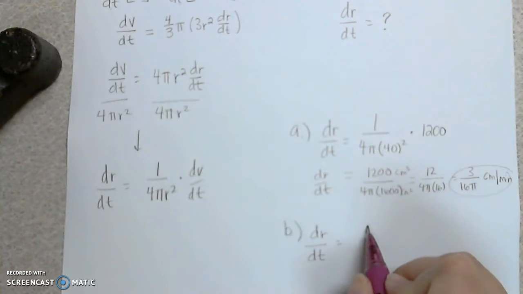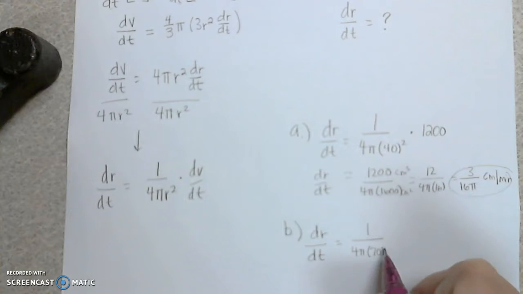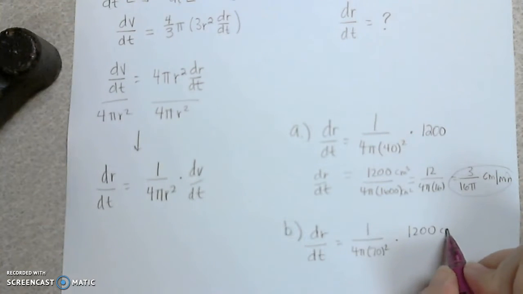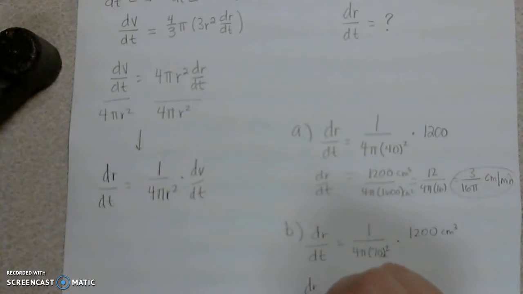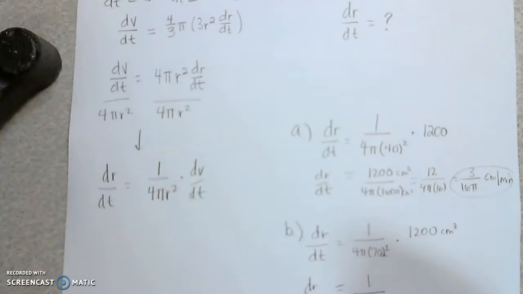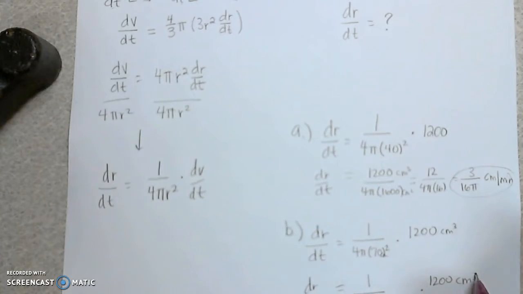We'll do the same thing: 1 over 4 pi times 70 squared times 1200. And remember, this is centimeters cubed, and that would be centimeters. So I've got everything filled in. I'll have 1 over 4 pi times 4900 centimeters squared times 1200 centimeters cubed.